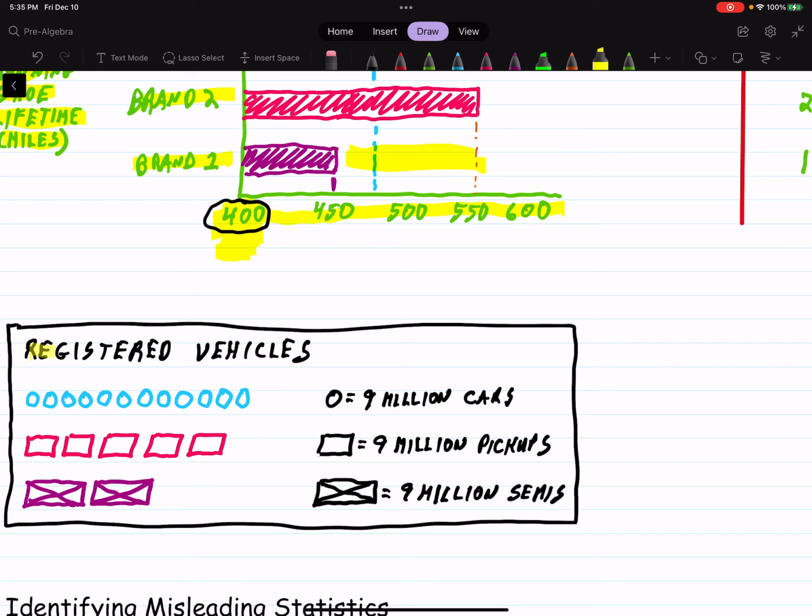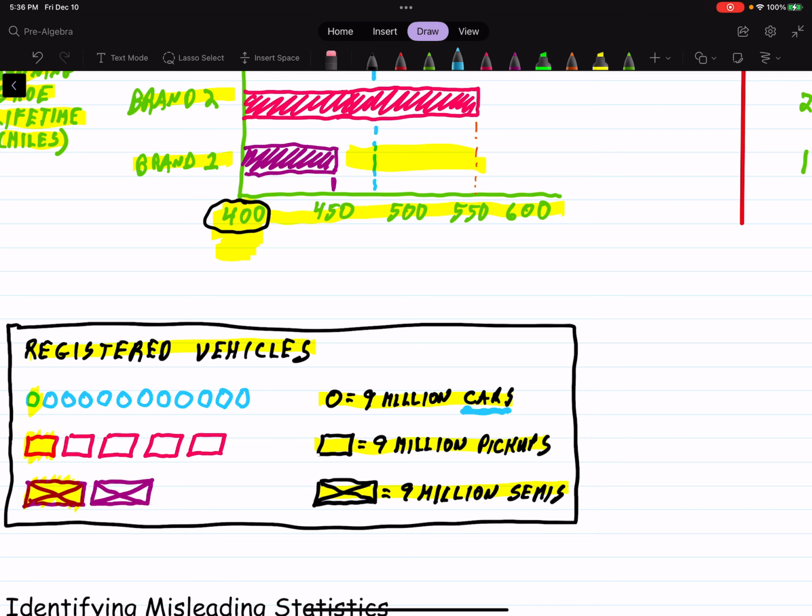Registered vehicles. Okay, each one of these circles represents 9 million cars. Each one of these boxes represents 9 million pickups. Each one of these boxes with the X in them represents 9 million semis. So if I were to ask you to compare those three, it's a little bit misleading because the symbol that represents cars here is the smallest symbol.